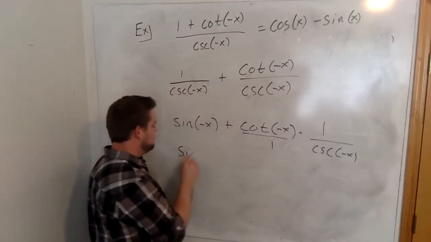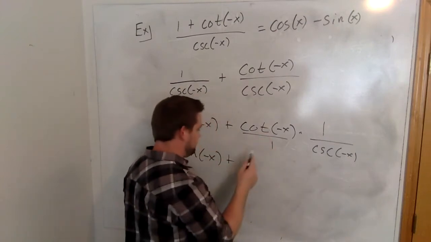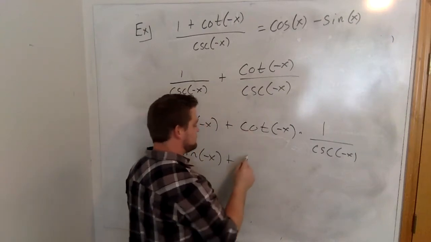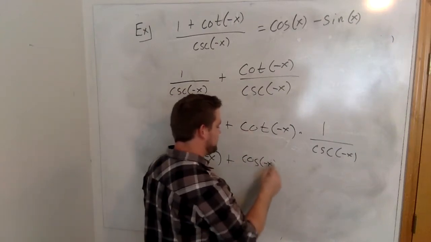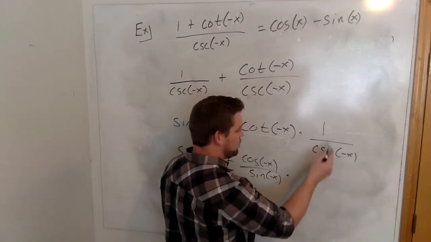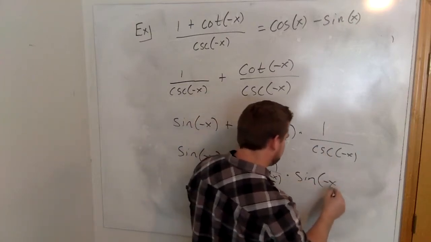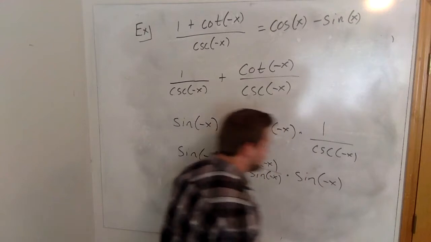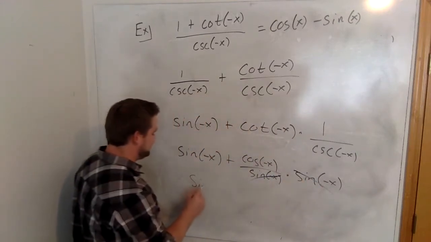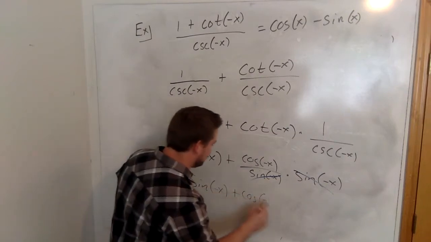So here we'd have sine of negative x plus, how about we write this now in terms of sines and cosines. Cotangent of negative x is the same thing as cosine of negative x all over sine of negative x, times, well, 1 over cosecant is the same thing as sine of negative x. Now, what do you know? These cancel each other out, and we're left with sine of negative x plus the cosine of negative x.